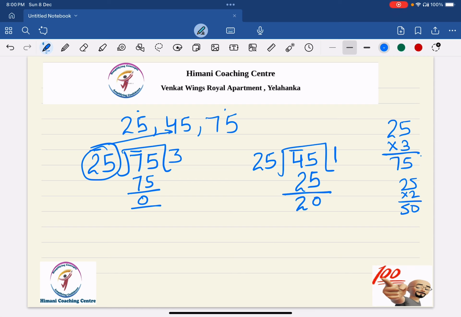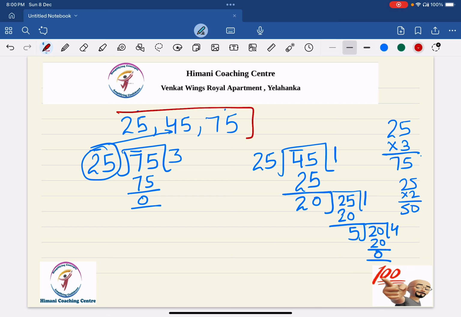Remainder is 20. Now divide 25 by 20. So 20 times 1 gives us 20 and we get 5. Then 20 becomes the dividend and 5 fours are 20, remainder is 0. So the HCF of these three numbers is 5.